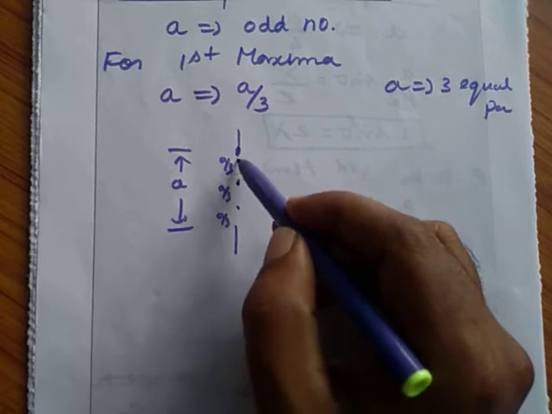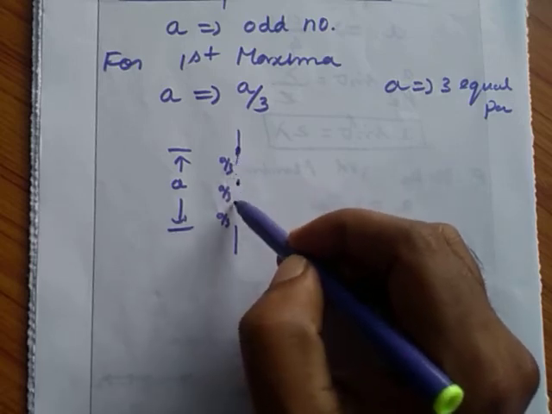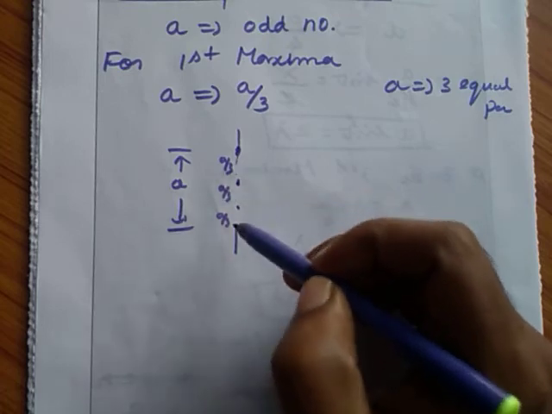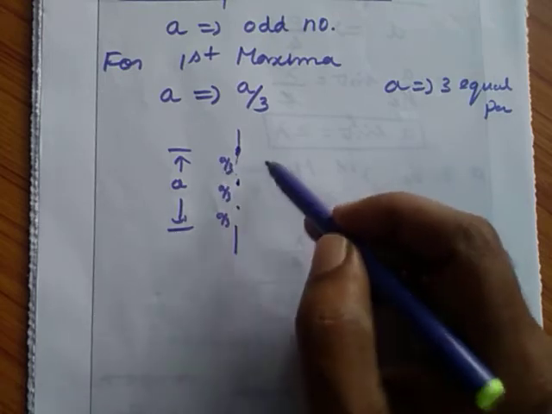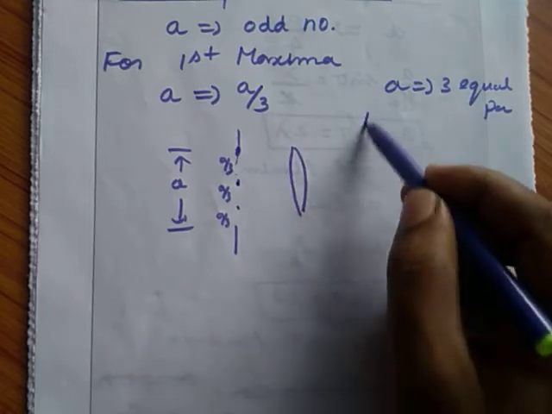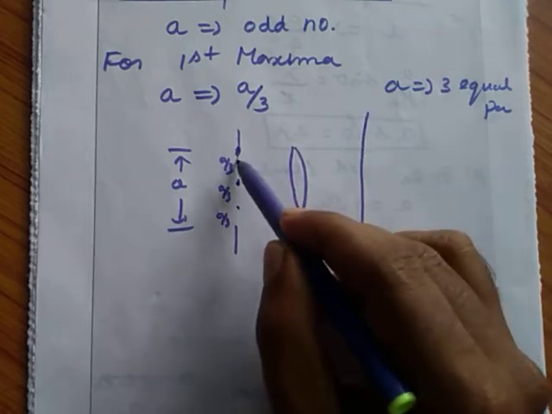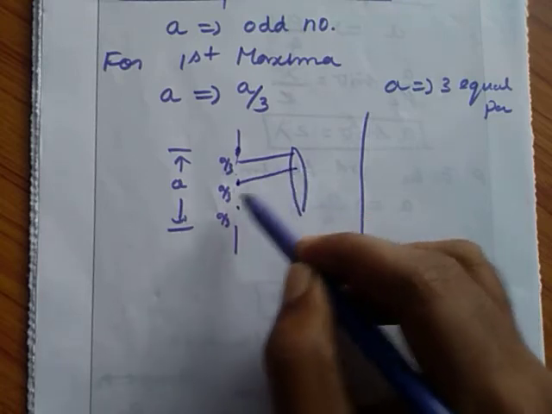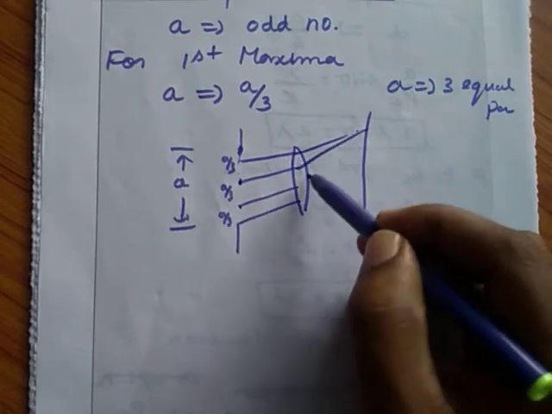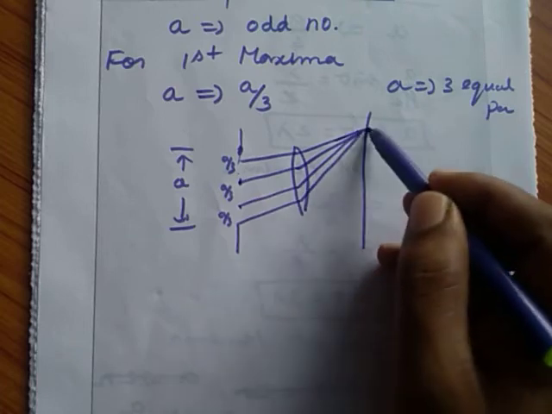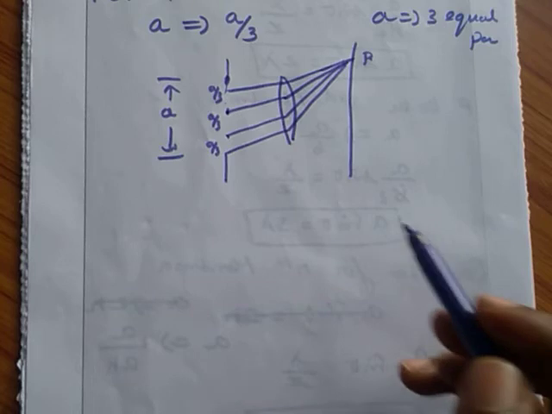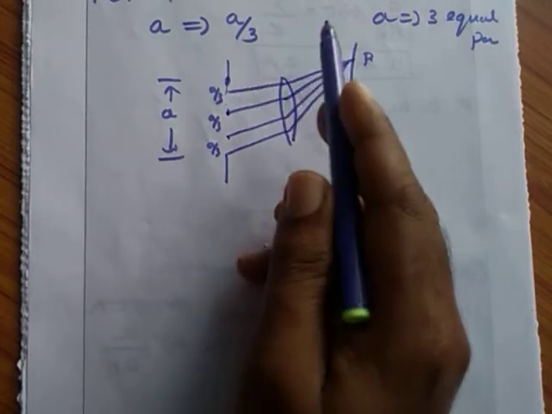This one a by 3, this one a by 3, this one a by 3. Each point in the slit at a distance of a by 3 is said to be a corresponding point. Here there is a lens, this is a screen. The light from that wave that overlap at a point P, here constructive interference takes place, so the point P will be bright.